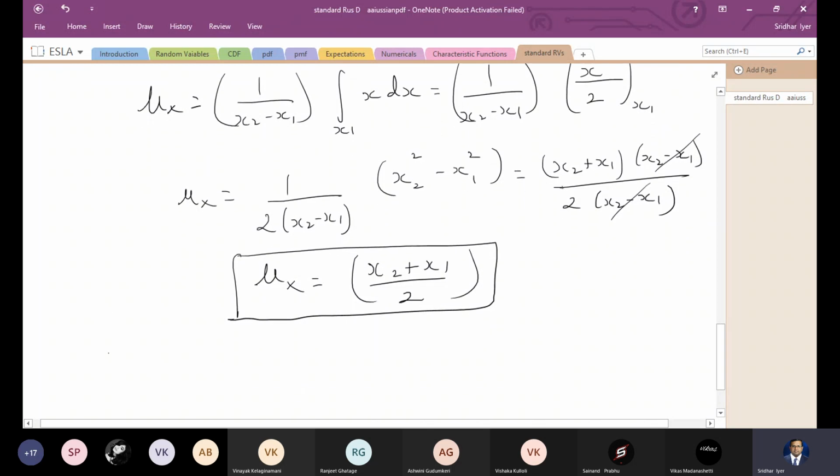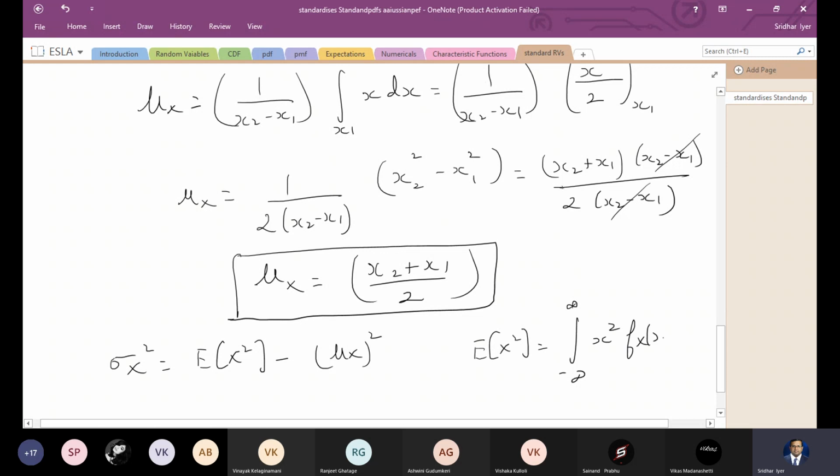Likewise, you can also find sigma x square. For sigma x square, you need e of x square minus mu x the whole square. So you already have mu x. I'll just write it as mu x the whole square, right? For this, first you need to find e of x square. So e of x square is the integral from negative to positive infinity of x square fx of x dx, right? So you'll get fx of x, which is 1 by (x2 minus x1), a constant. You take that out, and then you have x square, so this will be x cubed by 3, and then you substitute the values and you will get your answer.